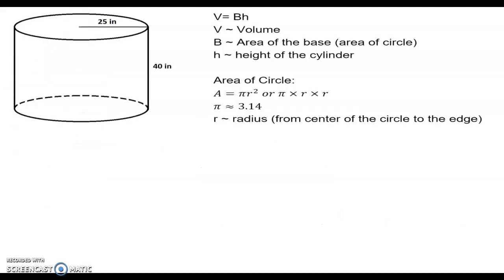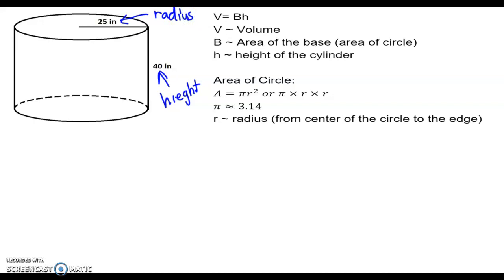So with our first problem, when looking at this, I can see that 40 is the height of my cylinder, and 25 is the radius of my cylinder, since it goes halfway across the circle.